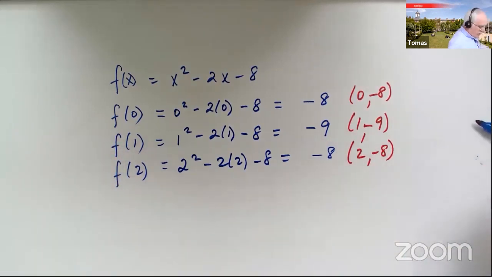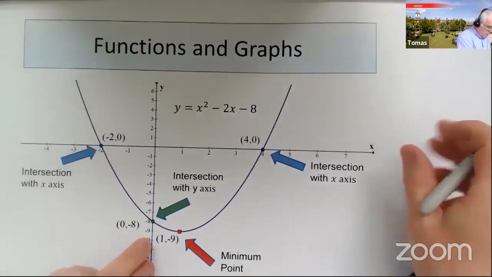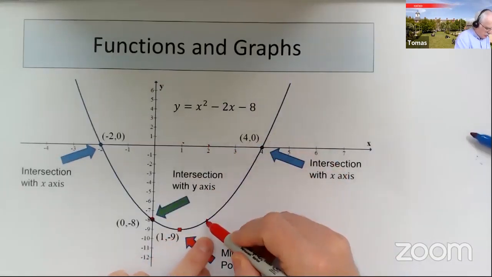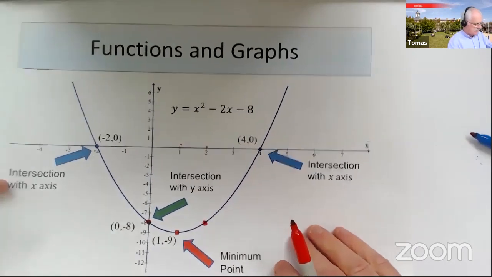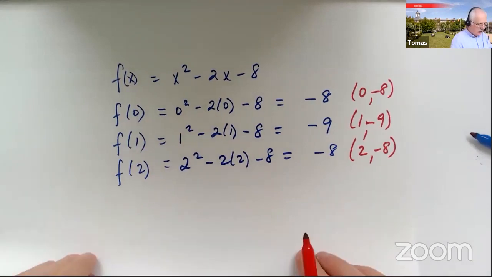And let's see, are they roughly what I'm getting on the graph? (0, minus 8), (1, minus 9), (2, minus 8). So it looks like those graphs are right. And you could do the rest for all of them.